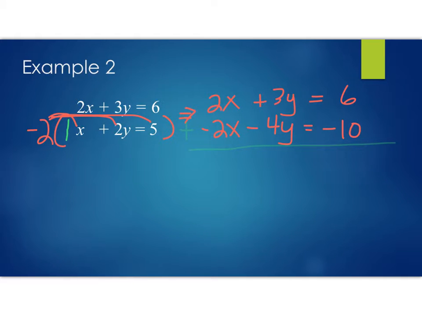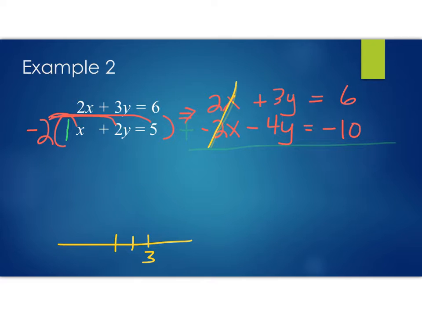So positive 2x plus -2x, that's 0. So those guys cancel out. Right here we have positive 3y and -4y. If you need to, take a second and draw that number line. So I'm starting at positive 3. I'm adding -4, so I need to go 4 to the left.